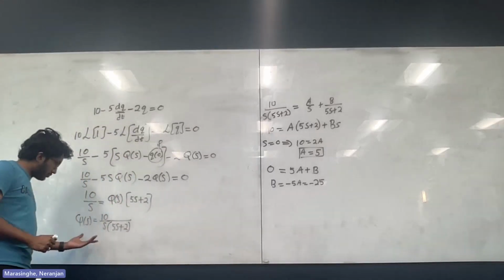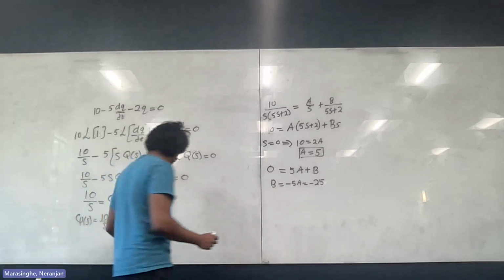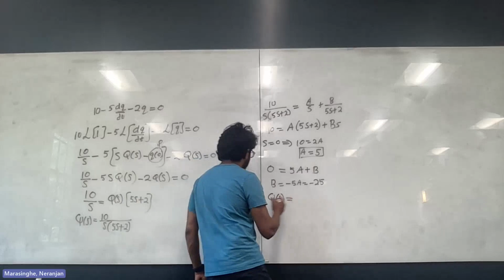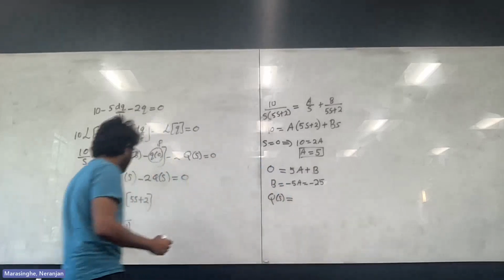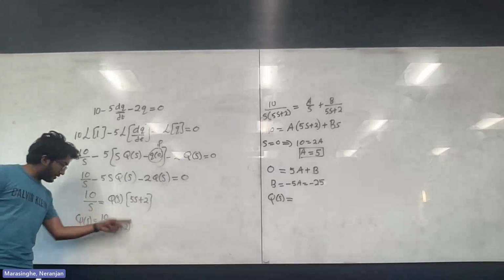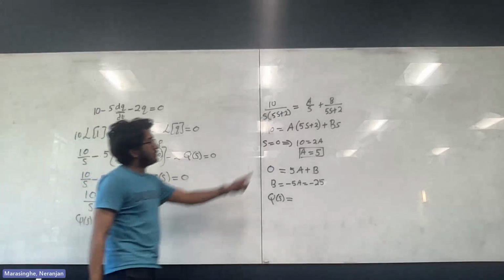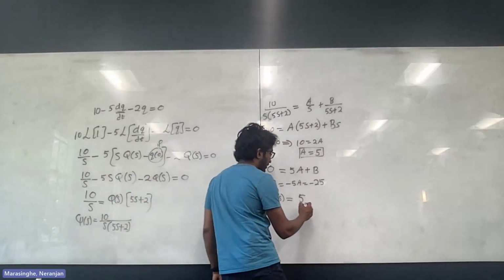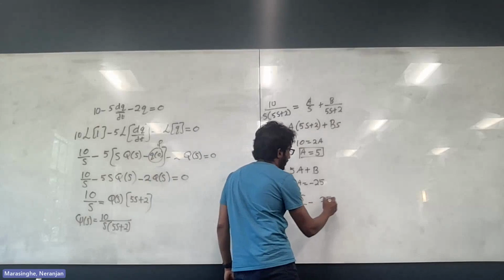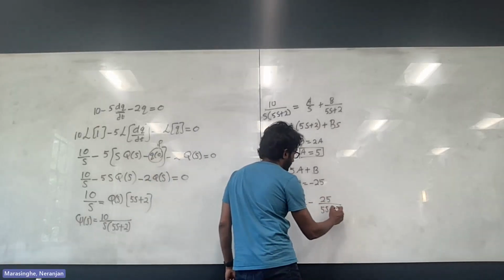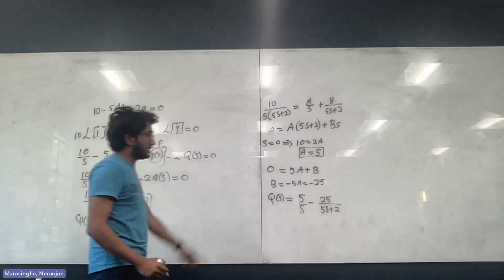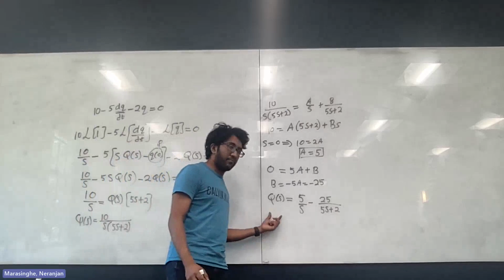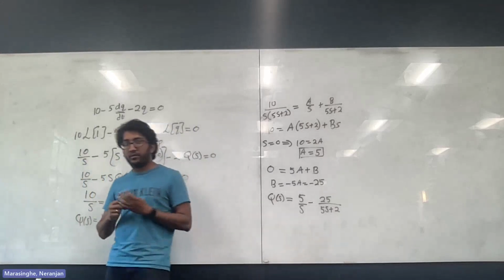So again, let's move to Q(s). What was my Q(s)? Q(s) is equal to 10 divided by s times (5s plus 2). But now I can write this rational function as a summation of these two functions. So I would get 5 divided by s minus 25 divided by (5s plus 2). Okay, this is my Q(s), or the Laplace transform of the charge on this capacitor at time t.